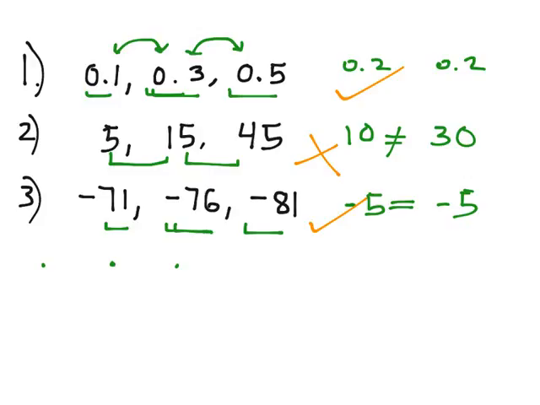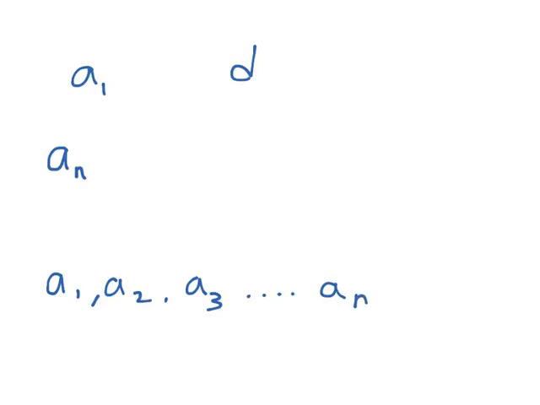Now we know what an arithmetic sequence is and what the common difference is. Let's see if we can try to generalize an expression to find any term in an arithmetic sequence, given the first term and the common difference. So let's designate our first term as A1, that's term 1, and our common difference as D. And we want to find any term, a random term, AN, term number n. So we would have A1, A2, A3, and up to AN.